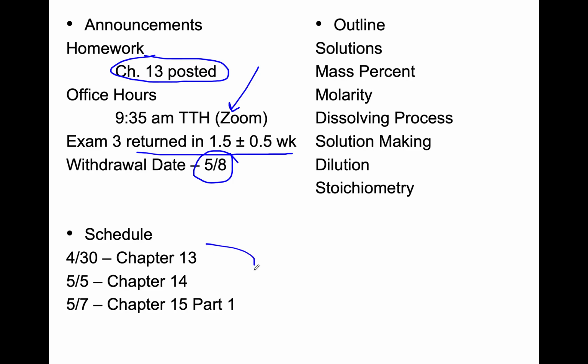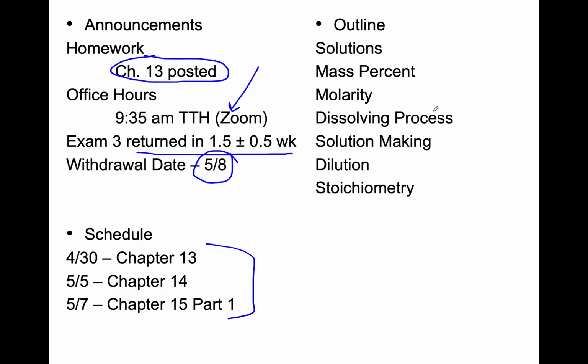So the plan: chapter 13, 14, and then 15 is one of the larger chapters, so it'll have 2 parts. You may notice that we skipped chapter 12. We do that to accommodate the lab schedule. We'll come back and do chapter 12 after 15.